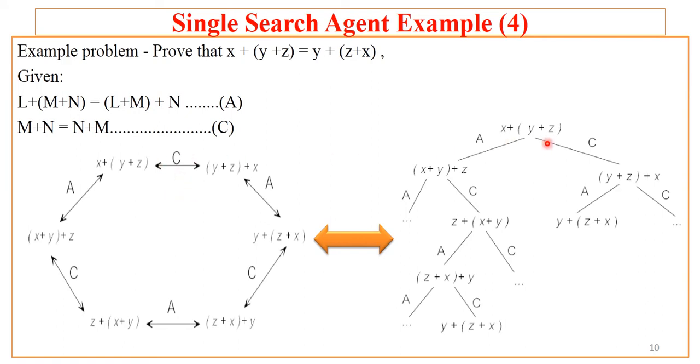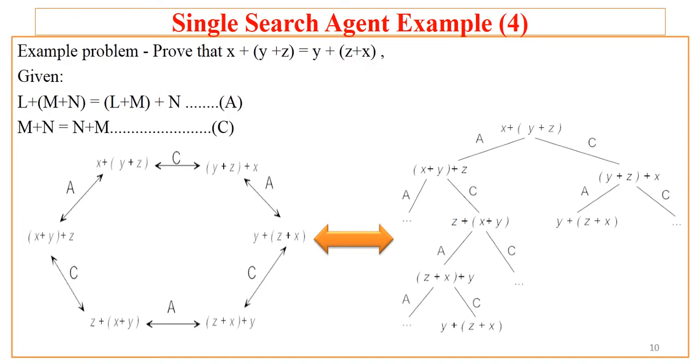These are different state space elements or nodes, and using these rules, like rule A and rule C, if you try to make a transition using the successor function, which is defined using rule A and rule C, you can easily prove this statement, that is x plus y plus z in bracket equal to y plus z plus x in bracket.